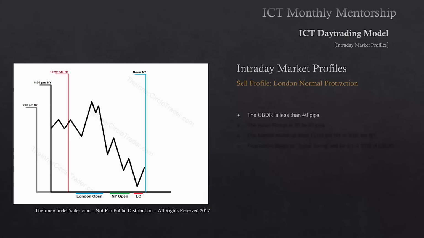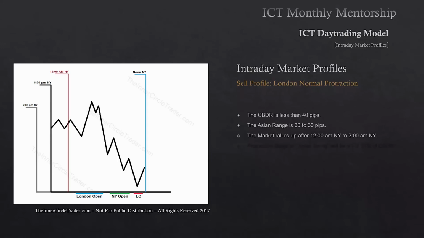Now, as soon as you see a central bank dealers range that's greater than 40 pips, this is not going to be that profile. The Asian session range between 8 o'clock and midnight New York time, we call that the Asian range. This is also going to have a classic range of 20 to 30 pips. If it's larger than that, again, this profile will not be existing.